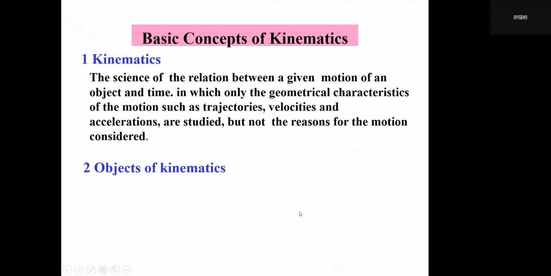So we will talk about the second part of kinematics. Kinematics. Am I right in reading this? Actually, in Chinese, we call that 运动学. We just finished studying statics, 静力学.